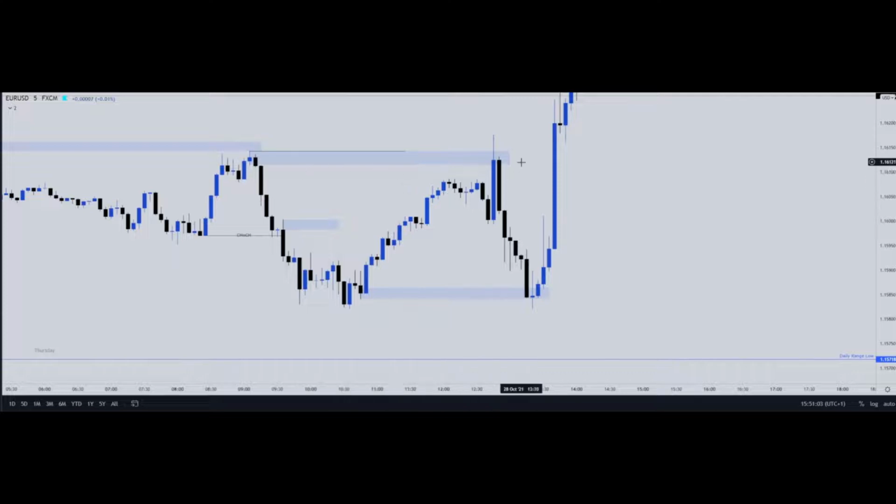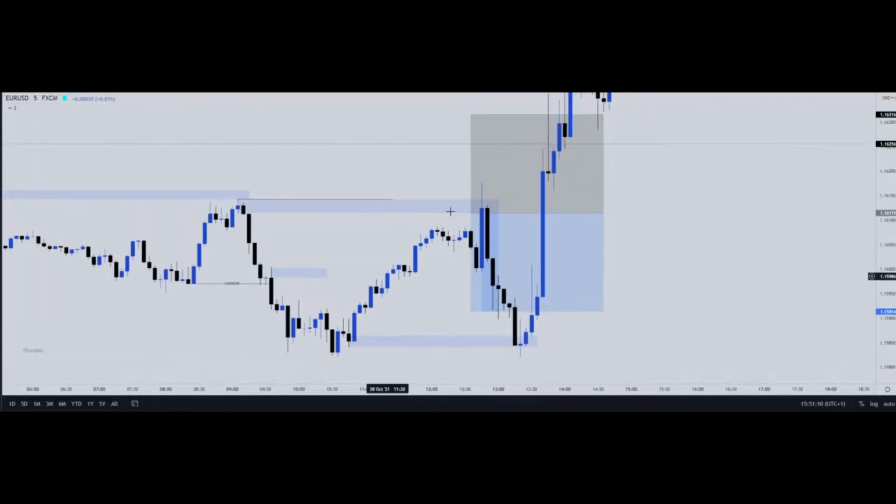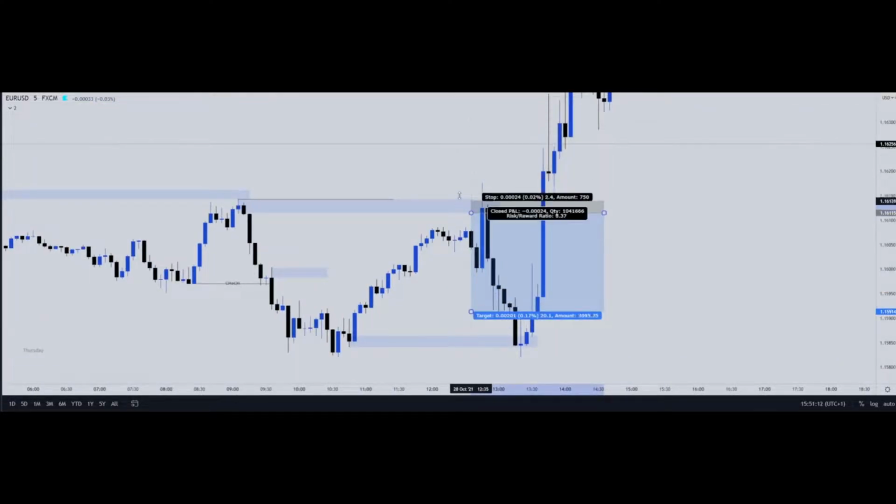So as you can see, we had a supply zone here. If you set a sell limit there, I'll just get rid of this magnet for now. If you set a sell limit there and your stops were just above the zone, you would have been stopped out of the trade, but it continued in your desired direction. So that was obviously an unfortunate trade.